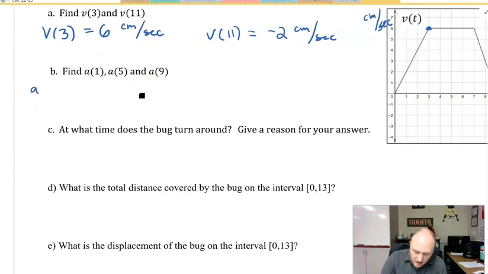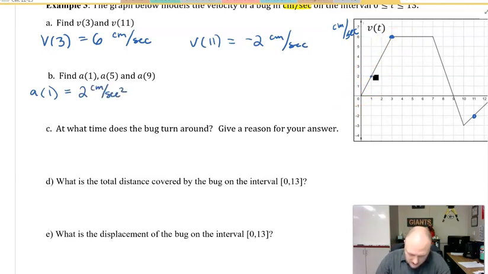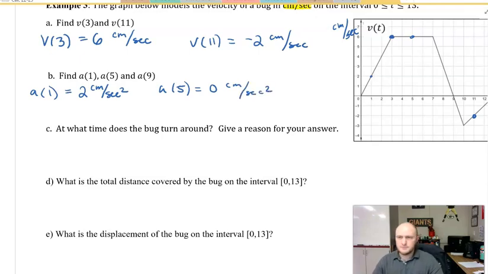Okay, so A of 1, I'm going to go ahead and look at 1, and this is V of t, so I want A of t, that's the derivative, that's the slope of this. So this slope looks like 2, so this is going to be 2 centimeters per second squared. Okay. All right, and then A of 5, you can go ahead and look at 5. That's 0. Flat line, 0 centimeters per second squared. And A of 9, looking at 9, that's negative 3 centimeters per second squared.